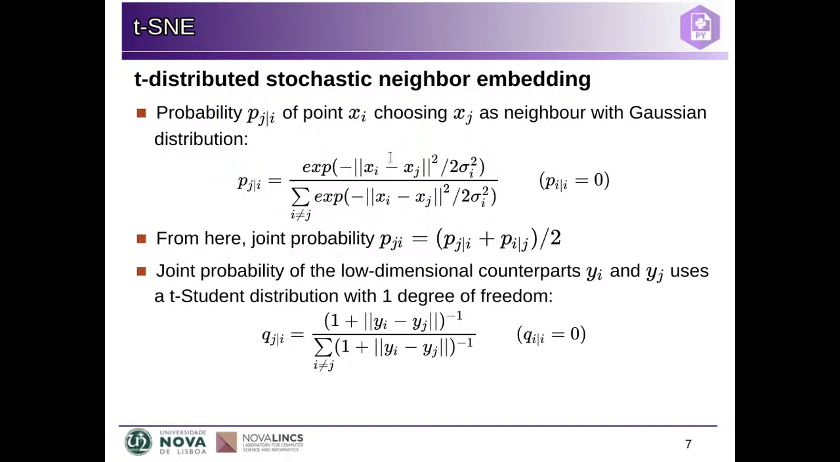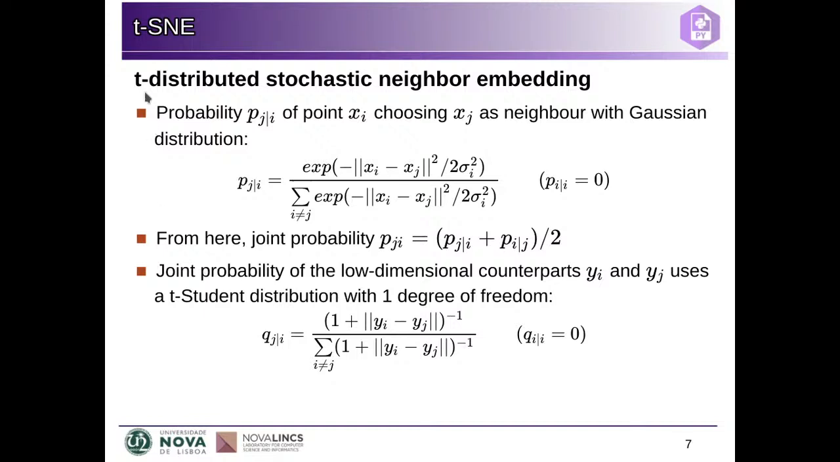And now we have a lower dimensional space where we can represent our data, and we are going to keep the same distribution here. So in the lower dimensional space, we must have the same probability of picking one point as the neighbor of another. This could be a Gaussian distribution too, but it improves the performance and lowers the computational cost if you use a t-student distribution in the lower dimension.